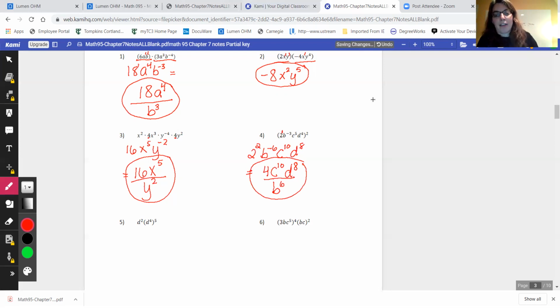Now this was already in alphabetical order. Just a little note, generally we put our answers in alphabetical order. So if we had ended up with d to the 8th, c to the 10th somehow, we would have switched that around. It's not going to be wrong if you don't, but generally that's kind of the convention.